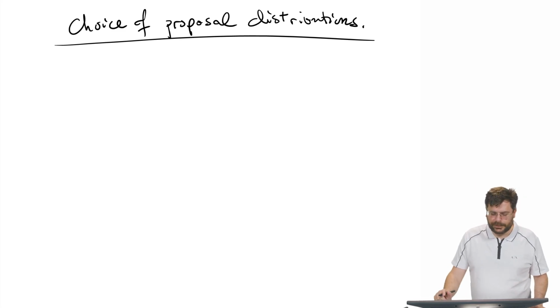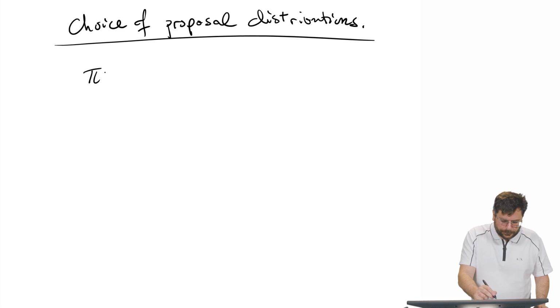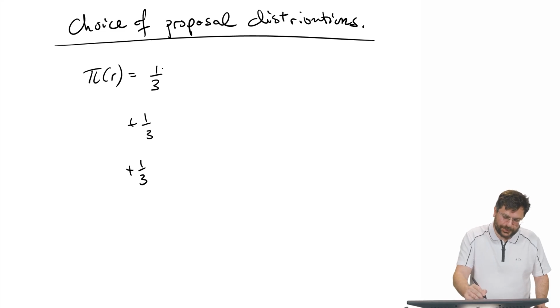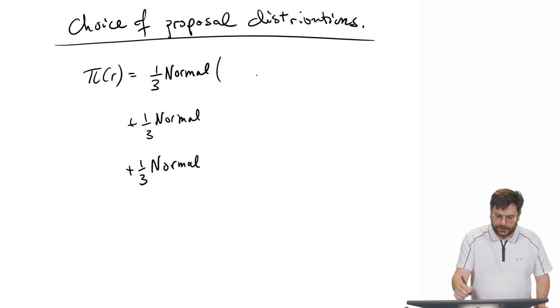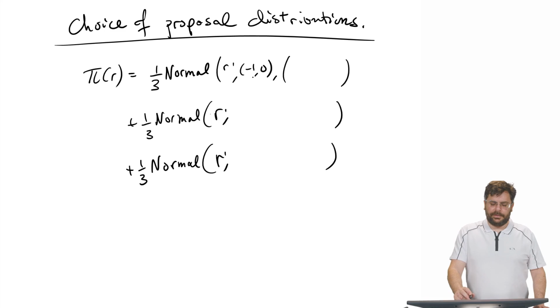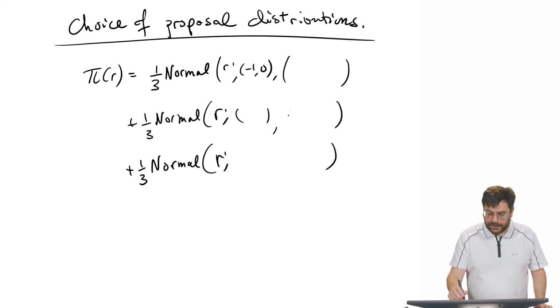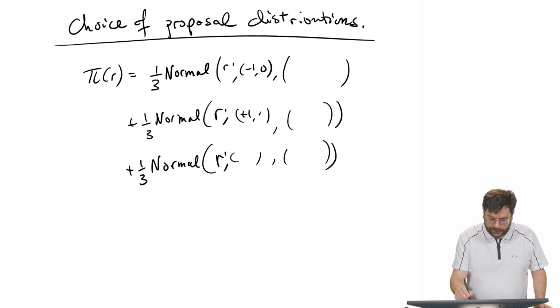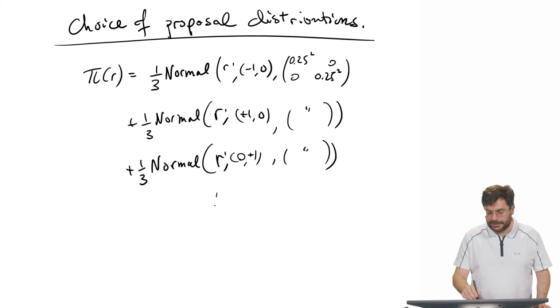So, choice of proposal distributions. Let's suppose that my target, pi of r, is 1/3 plus 1/3 plus 1/3 of the sum of three normal distributions. This will be, again, r. The mean of the first normal is at -1, 0. The mean of the second normal is at +1, 0. And the mean of the third normal is at 0, +1. And maybe the covariance matrix is diagonal and is the same for all three.